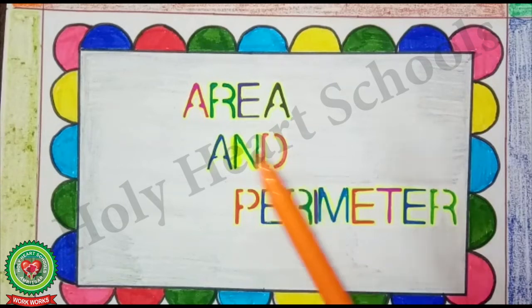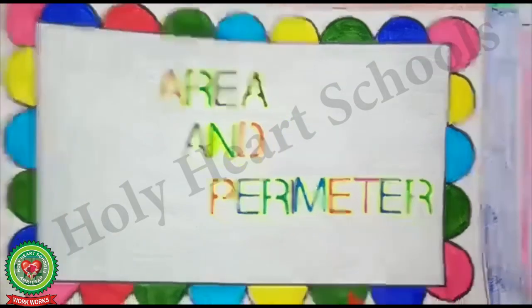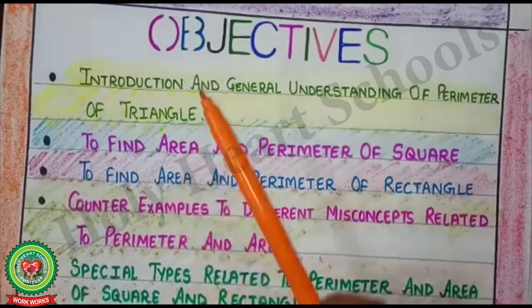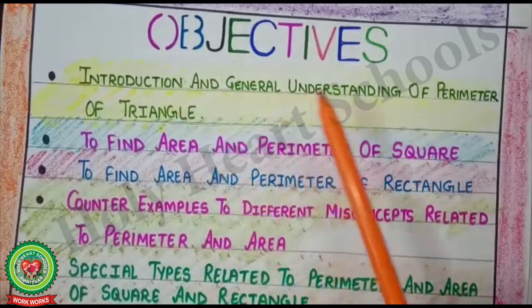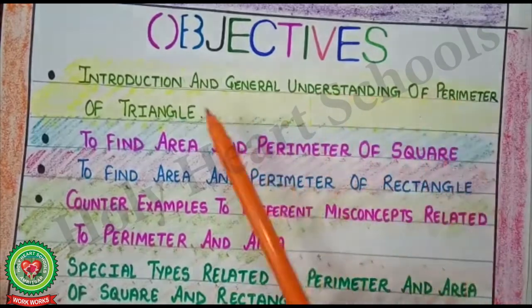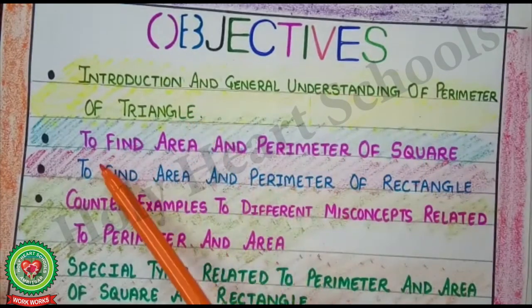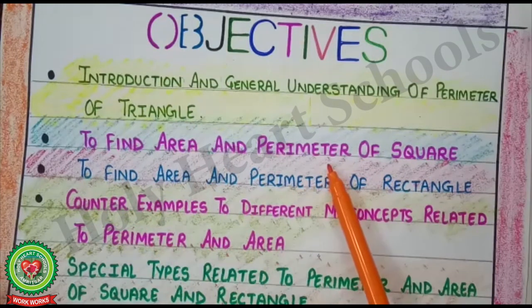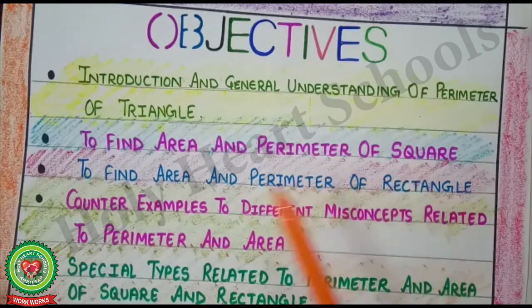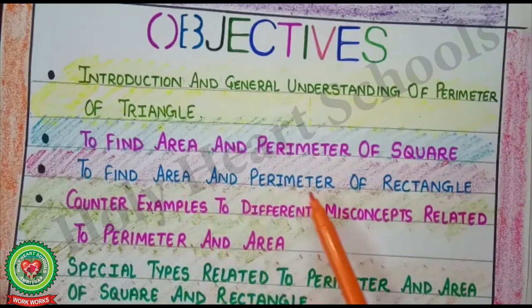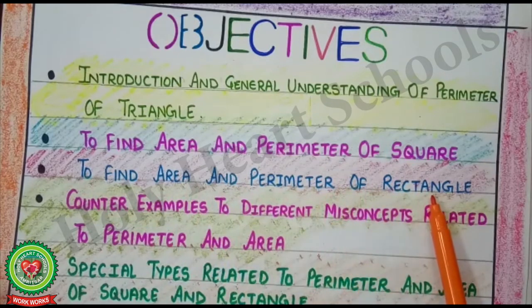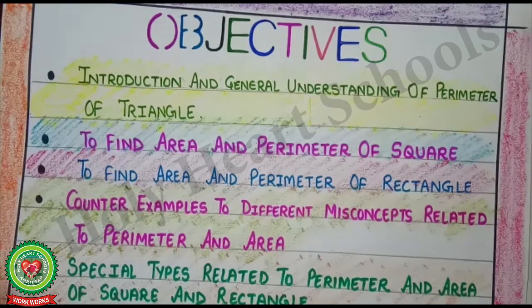In the chapter Area and Perimeter, we have already done the introduction and a general understanding of the perimeter of a triangle, and how to find the area and perimeter of a square and of a rectangle. Today, we are going to continue with counter examples to different misconceptions related to perimeter and area.